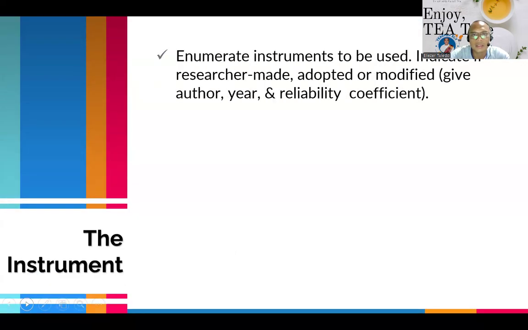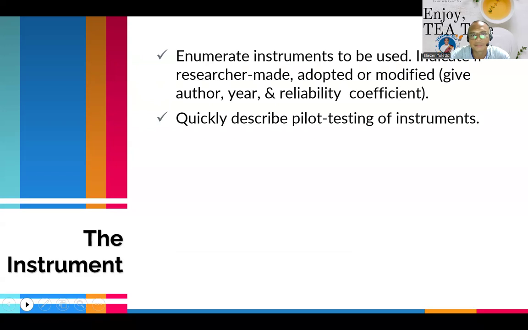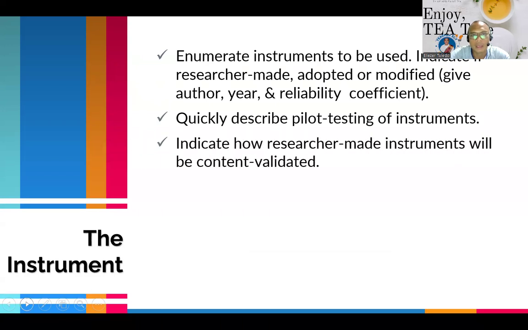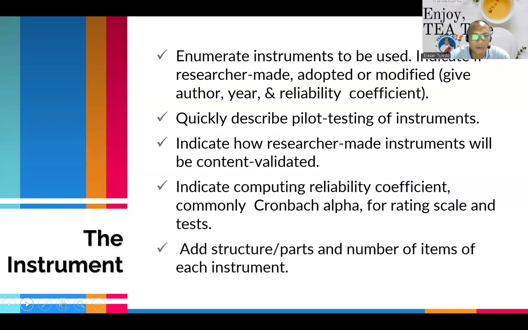Still on the instruments. Okay, ninggawas dire ang pilot testing. And when are you going to make your pilot testing? If it is researcher made. Indicate how researcher made instruments will be content validated. Ipacheck na to og expert.